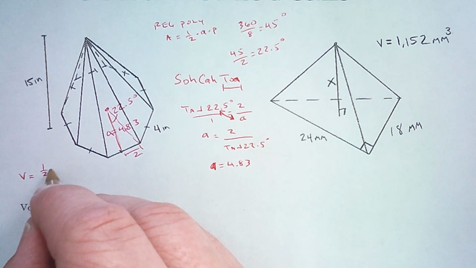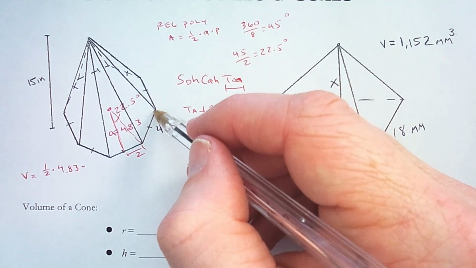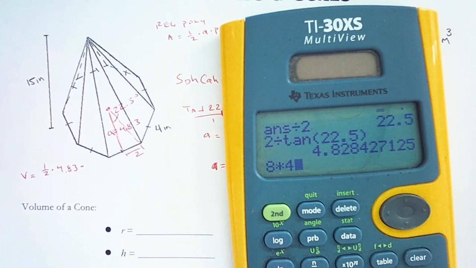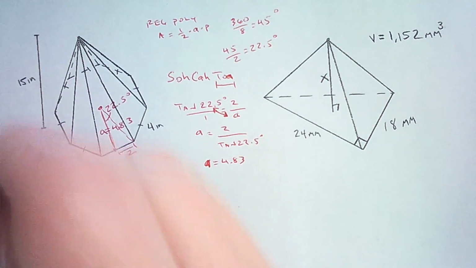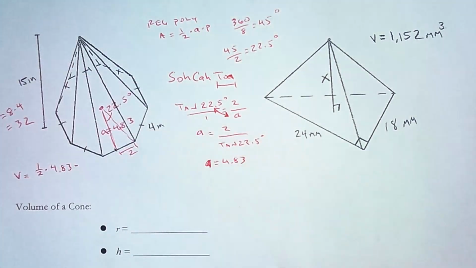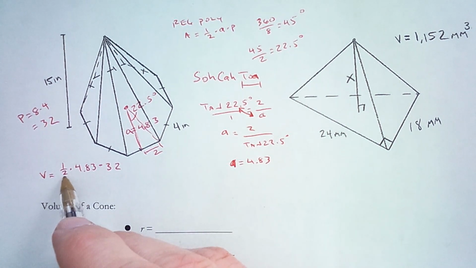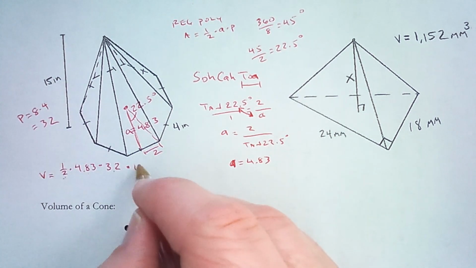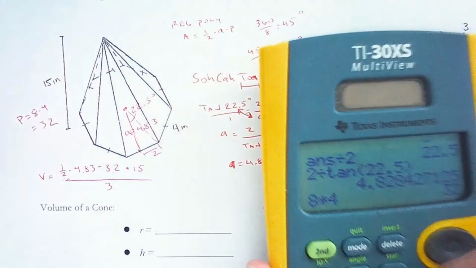So for the volume of this pyramid, I have the area of the base, half times the apothem, 4.83, times the perimeter of the base. Now the base has 8 sides, and each side is 4. 8 times 4 is the perimeter of the base, and that is 32. So I put 32 in for the perimeter. So there is the area of the base, half times apothem times perimeter. Now times the height, which is 15, and divide by 3.